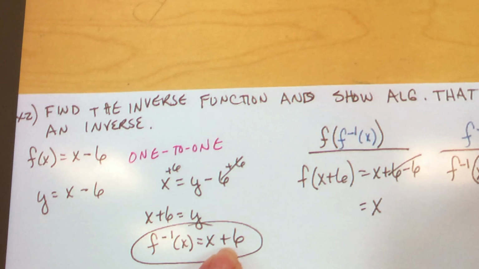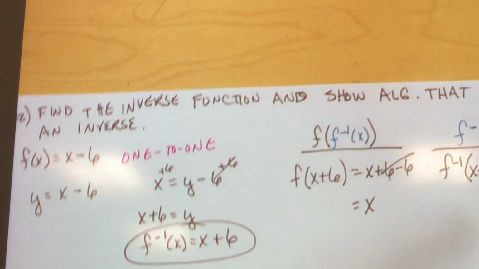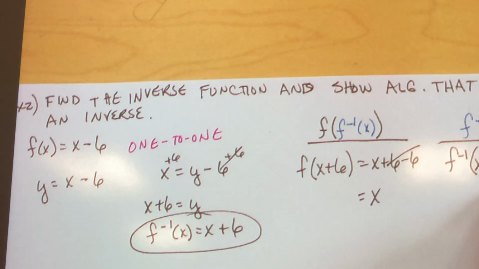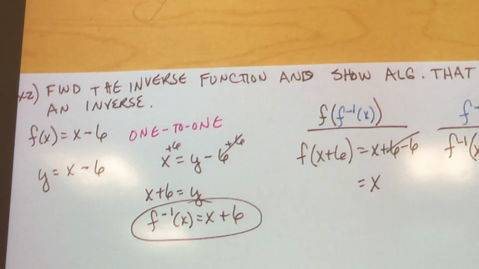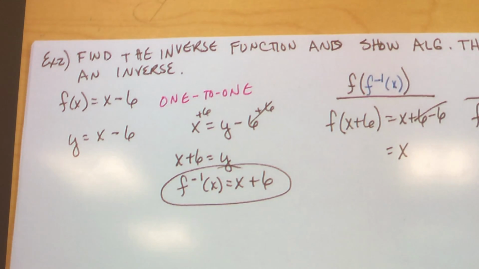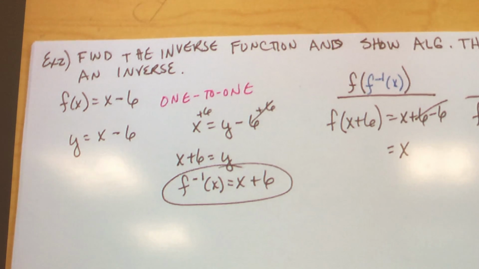Plus 6. People, listen to me. When I grade this right here, I'm grading your work. So if over here you have x plus 6 minus 6, what am I going to do? I'm going to count it wrong, people, because that's not what this says. Do you understand? It's important that you do it the right way. These two cancel each other out, and I'm left with an x. Anybody got a question?